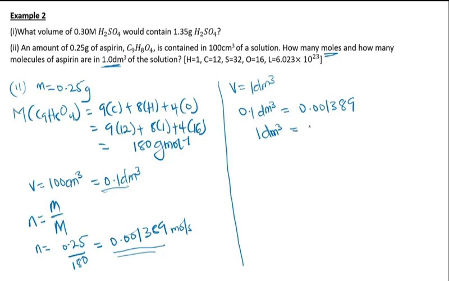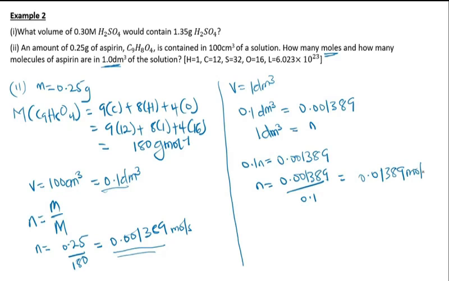Let's use the symbol n. So if we cross multiply, we have 0.1 n is equivalent to 0.001389. So our mole will be 0.001389 divided by 0.1, and this is equal to 0.01389 moles. So it means we now have the mole in 1 dm cube, and we can now go ahead and calculate the second aspect, that is how many molecules of aspirin we have.